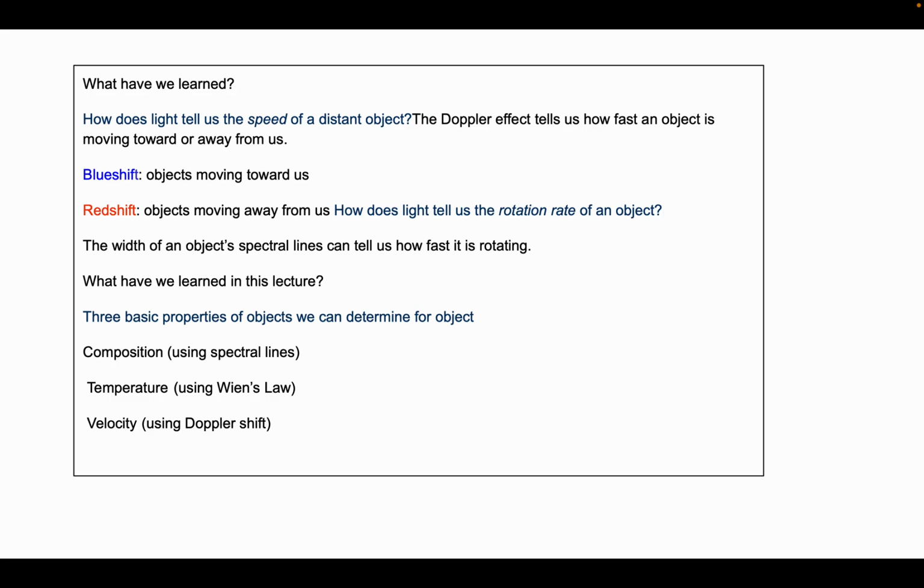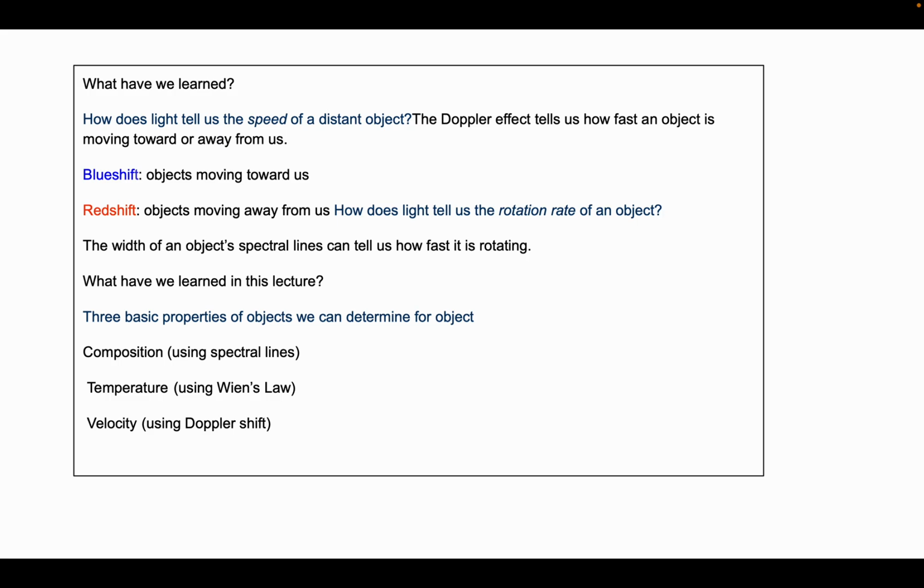So what did we learn today? How does the light tell us about the speed of an object? The Doppler effect tells us how fast an object is moving toward or away from us. Objects moving towards us are blue shifted, and objects receding from us are red shifted. Light also tells us about the rotation rate of the object: the width of an object's spectral line tells us how fast it is rotating.